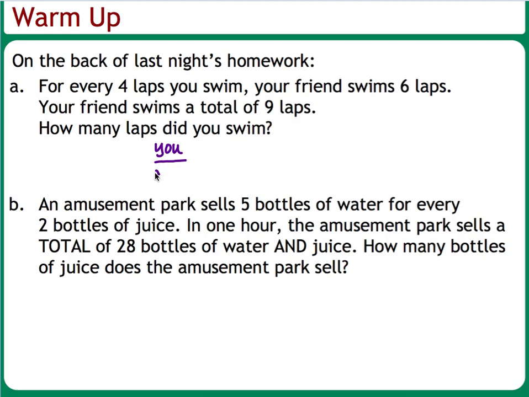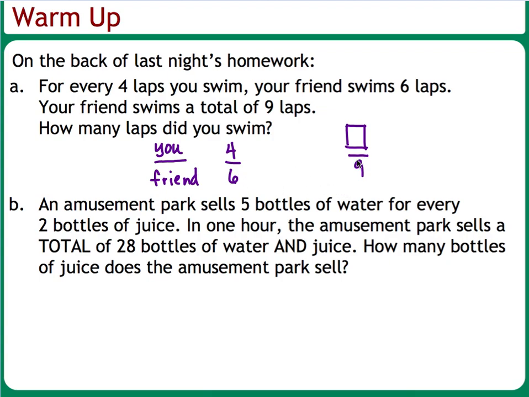So we have you and your friend. And it says our ratio is for every 4 that you swim, your friend swims 6. Now we know the total that your friend did was 9, and we're trying to find out how many you did. So again, when you're doing these types of problems, we want to figure out how we can get 4 to 6 equivalent to something over 9.